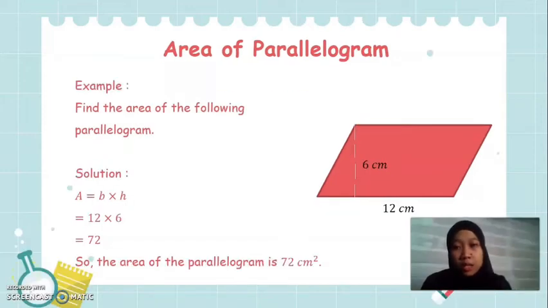Example, find the area of the following parallelogram. From the picture, we know that the base of the parallelogram is 12 centimeters, and the height of the parallelogram is 6 centimeters. To find the area of the parallelogram, we use the formula A equals B times H. We substitute B with 12 centimeters and H with 6 centimeters. So A equals 12 times 6. The result of 12 times 6 is 72. So the area of the parallelogram is 72 centimeter square.